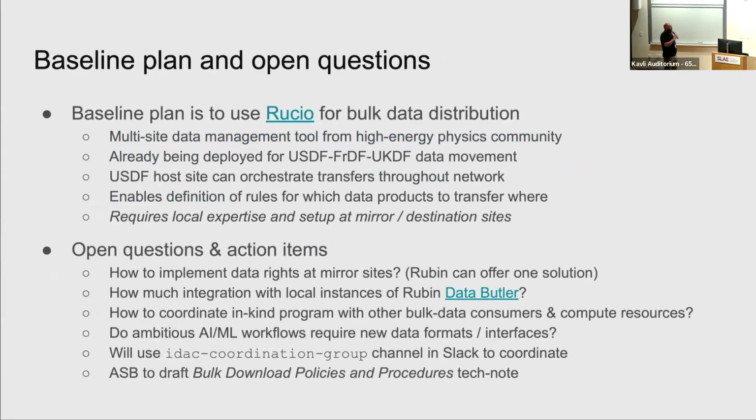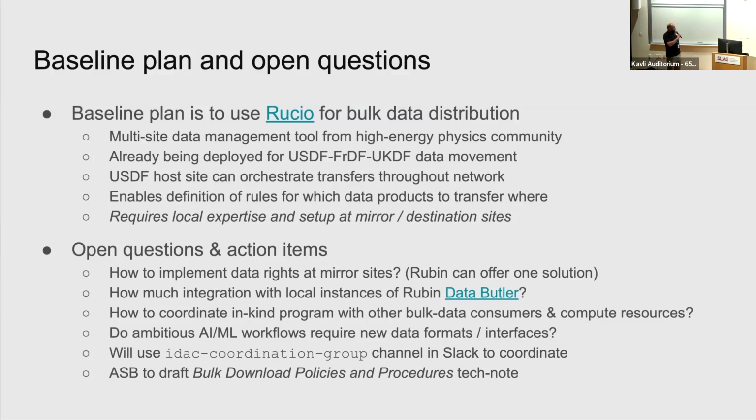The baseline plan for how to support this is to use the Rucio tool for bulk data distribution. This is a multi-site data management tool that comes from the high energy physics community. It's already being deployed for the multi-site processing amongst the three partner sites in Rubin data release production. This allows the host site or the server site to orchestrate transfers throughout the network. So it's possible to share things in a sort of, I guess, content distribution-like model. It enables defining rules for which data products to transfer to where. It does require local expertise at the various mirror sites to be able to set up the required infrastructure and make sure it's running.